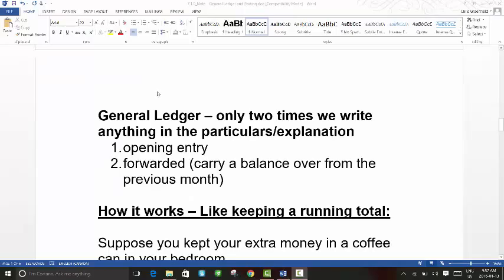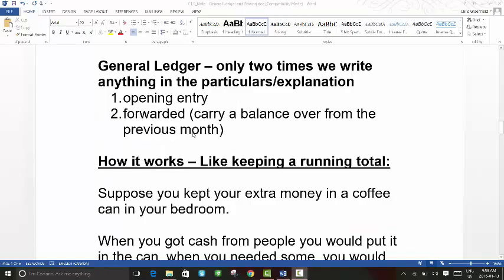Now, in the general ledger, there are only two times that we write anything in the particulars or the explanation box, which we're going to see. When it's an opening entry or when we have forwarded a balance from a previous card or ledger sheet. So those are the only two times that we write anything in there. In the way that we are always writing explanations on the journal page, we almost never do it on the ledger accounts.